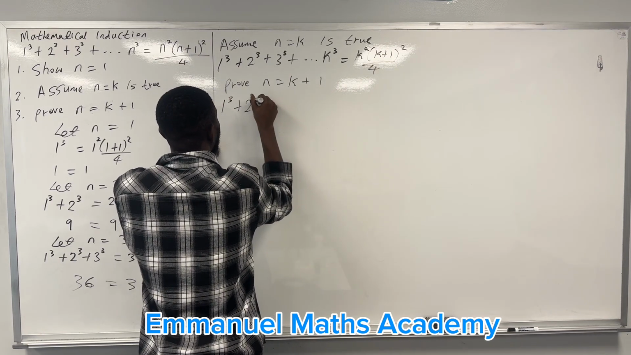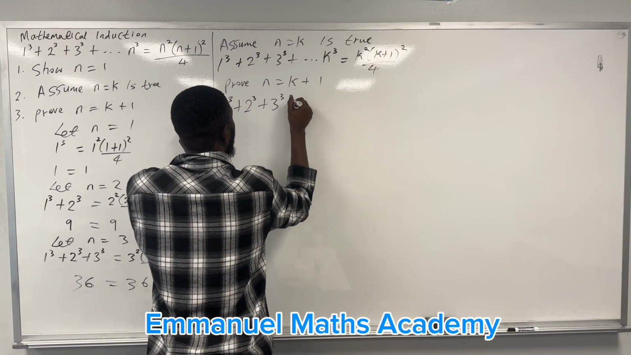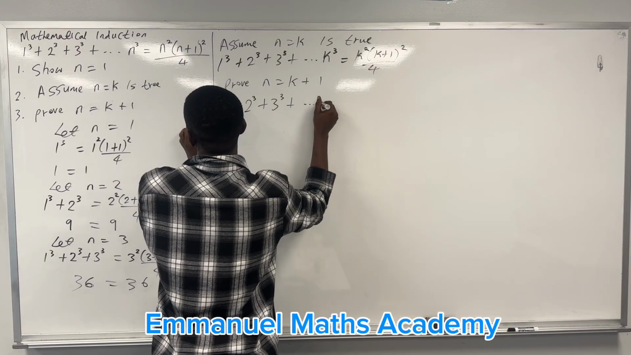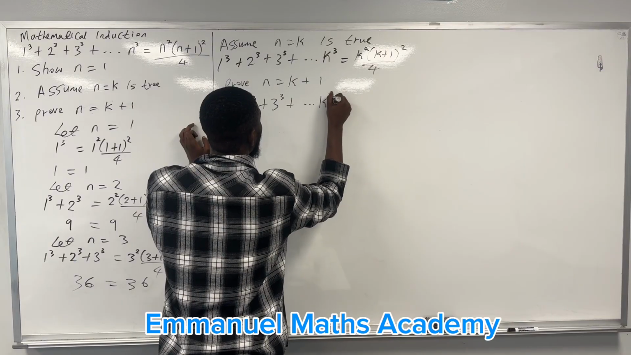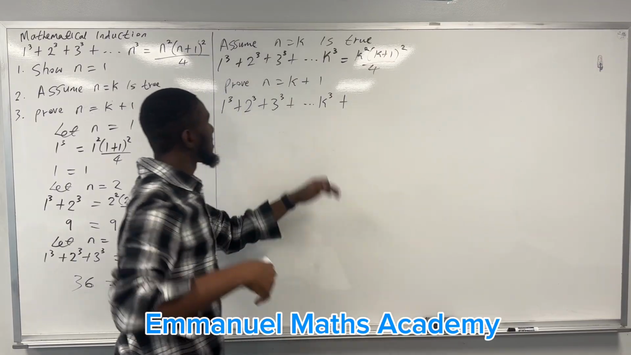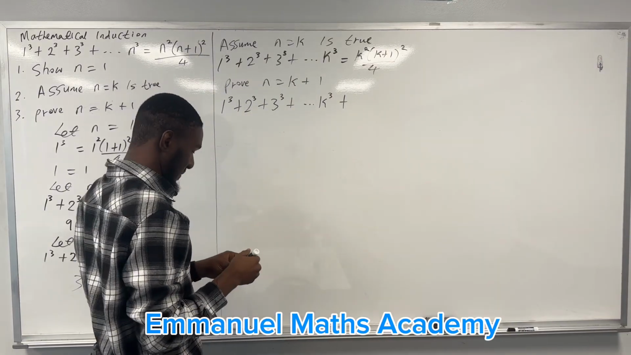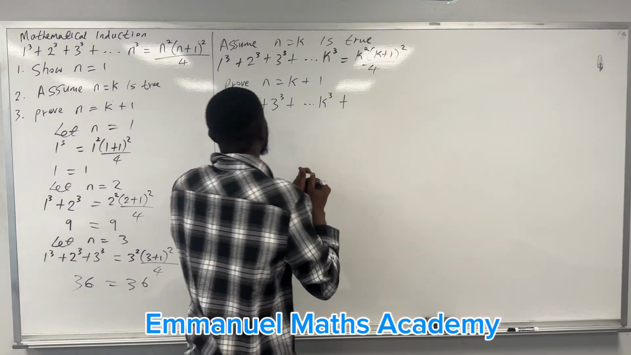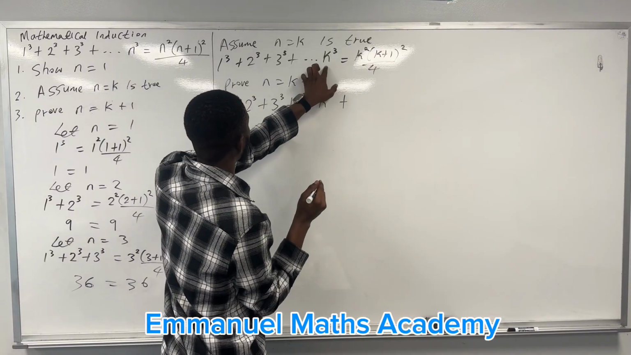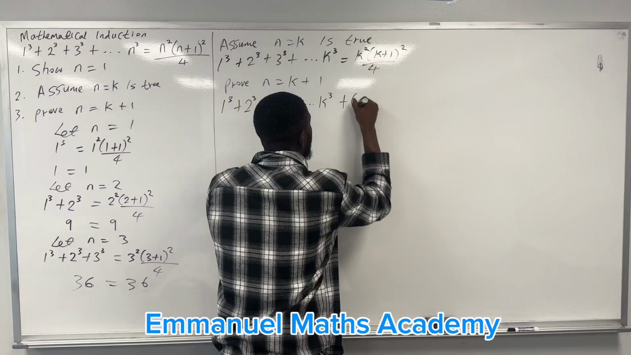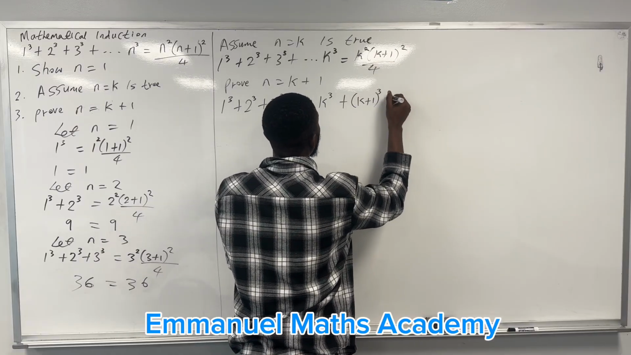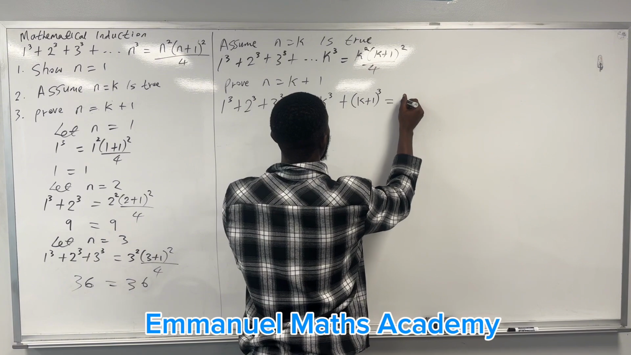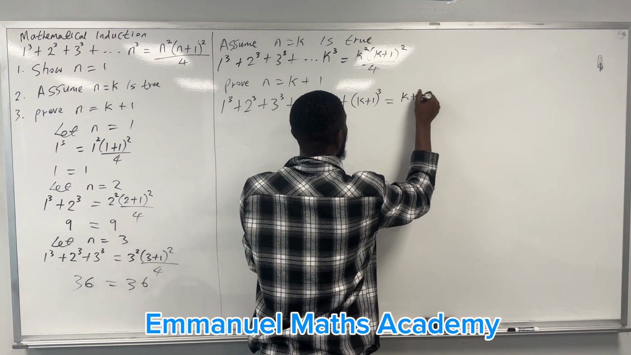Plus 2 power 3 plus 3 power 3 plus k power 3, plus the subsequent n, right? K plus 1. So we'll be putting the value of k plus 1 here. So we have the next term as k plus 1. Alright? Equal to, here we have what? K plus 1.